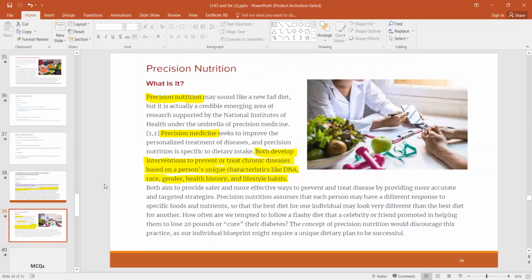This is one of the emerging fields, known as precision nutrition. Precision nutrition may sound like a new fad diet, but it is actually a credible emerging area of research supported by the National Institutes of Health under the umbrella of precision medicine. Precision medicine seeks to improve the personalized treatment of a disease, and precision nutrition is specific to dietary intake. Both develop interventions to prevent or treat chronic diseases based on a person's unique characteristics like DNA, race, gender, health history, and lifestyle habits.